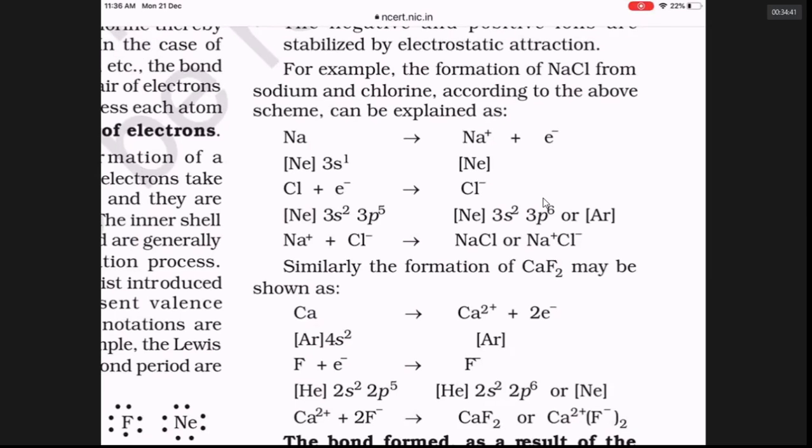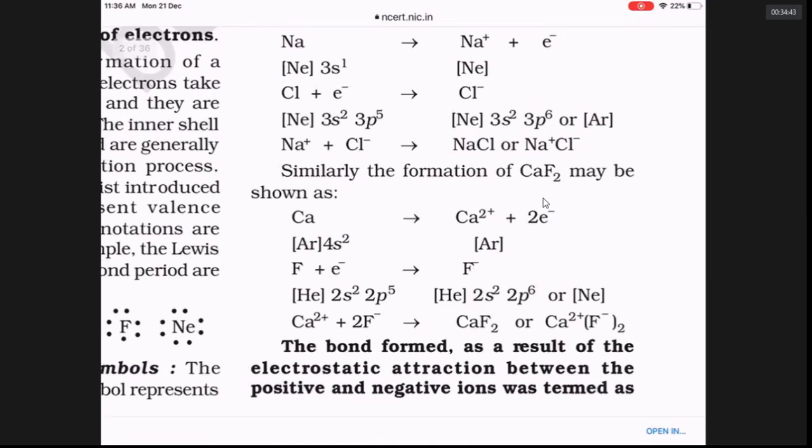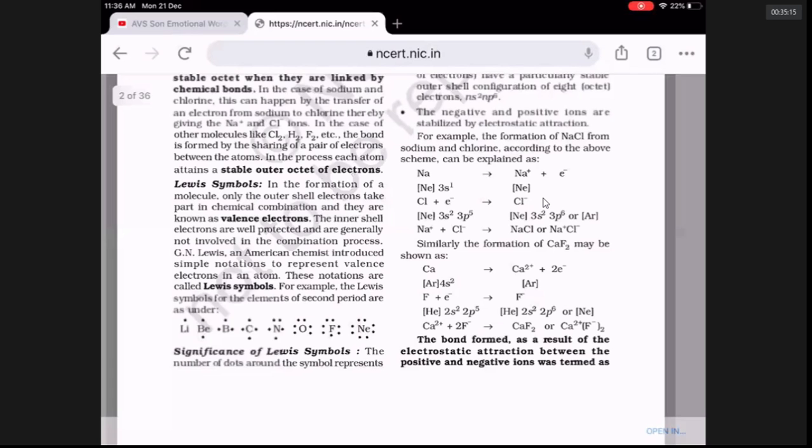Similarly, calcium has Ar 4s2, 2 extra electrons than argon. If it loses 2 electrons, it becomes Ca2+ with an argon-like configuration. Fluorine gains 1 electron and becomes F- like neon. Because calcium loses 2 electrons, you require 2 fluorines to take 2 electrons. So you get CaF2. Ca2+ is electrostatically attracted by 2 F-. The bond formed between oppositely charged ions is called an ionic bond.